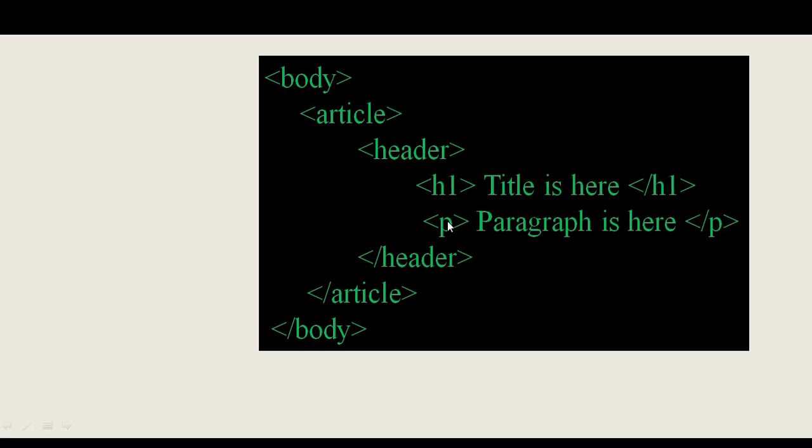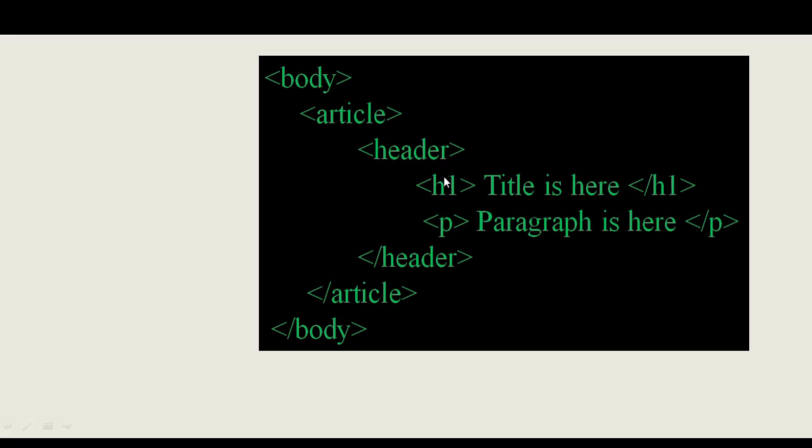Okay, see here, the body element is opened here and the closing tag of the body element is here. Within the body element we have an article element. That means this article element is the child element of this body element, and we open the article element here and close it here. Within the article element we have a header element. That means header is the child element of the article element.